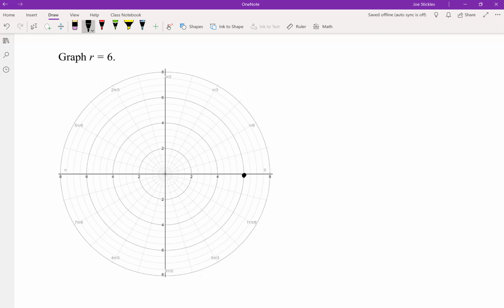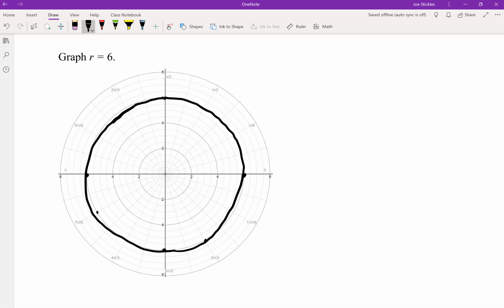Well, this point is 6 units away from the pole. This point is 6 units away from the pole. So is this one. And we have a whole bunch of other ones, right? So, since theta can be anything, this circle is the graph of r equals 6. And in general, if you have r equals a number, well, actually it can be negative as well. It'll still be a circle. But if you have r equals a constant, that's going to be a circle that you're going to graph.